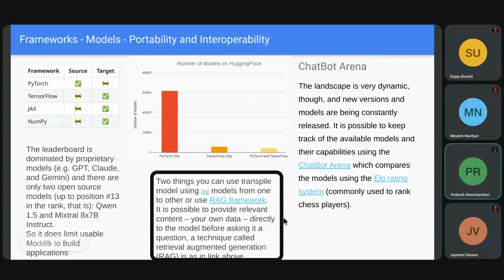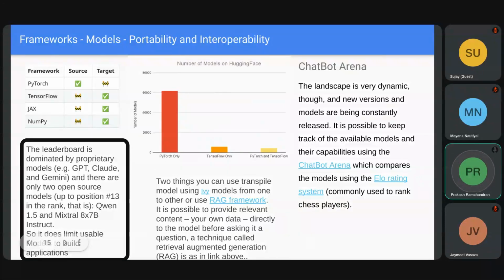There is an Elo rating. Elo rating is like in chess. If you play chess, you are ranked as top gun, the top 10%, top 5%. Whatever ranking they give in chess, similarly they give ranking for models. But in spite of all that, most of them are proprietary. So we choose the one which is usable, and that is where you don't even have to go to Hugging Face. That's what I want to do.